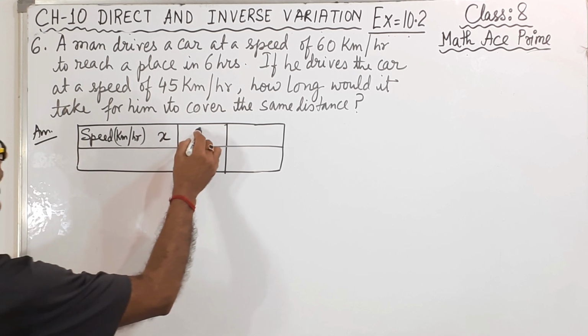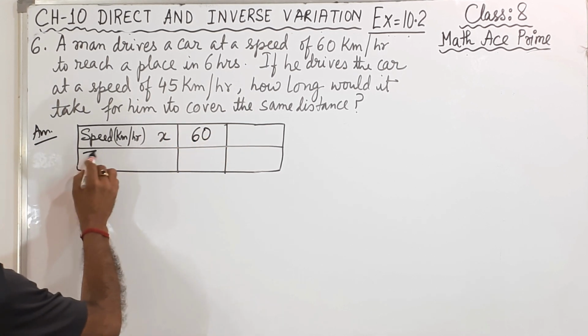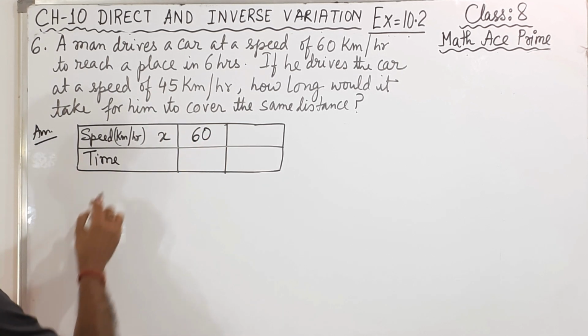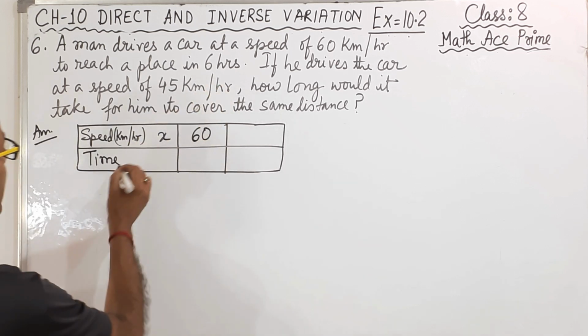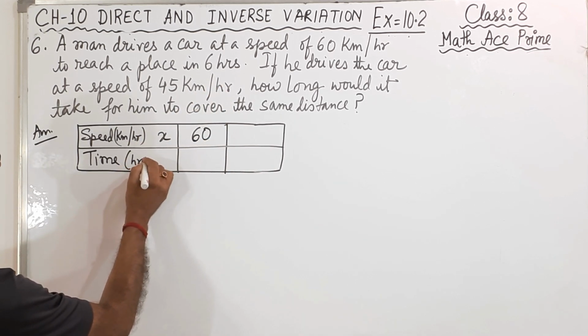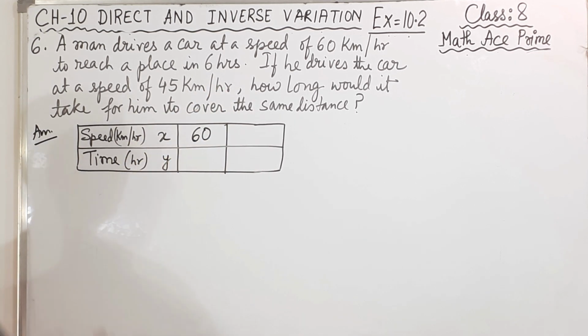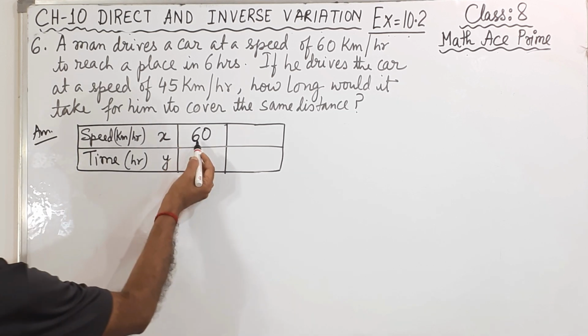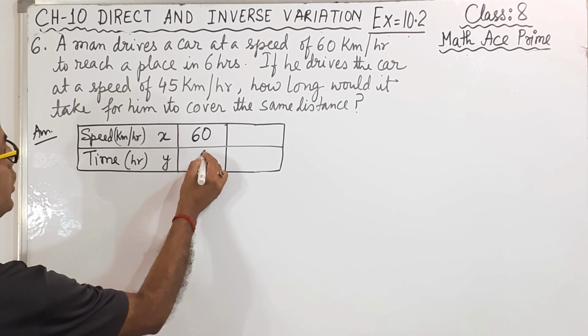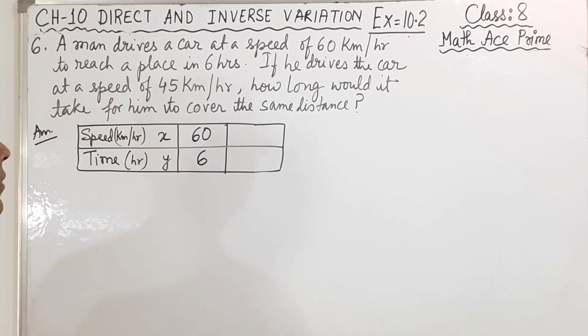तो स्पीड कितना है, 60 किलोमीटर, और टाइम कितना लग रहा है? टाइम भी आवर में है, ठीक है. तो इसको मैं y ले लेता हूं, ठीक है. तो टाइम कितना ले रहा है, वो 6 घंटा ले रहा है, ठीक है.